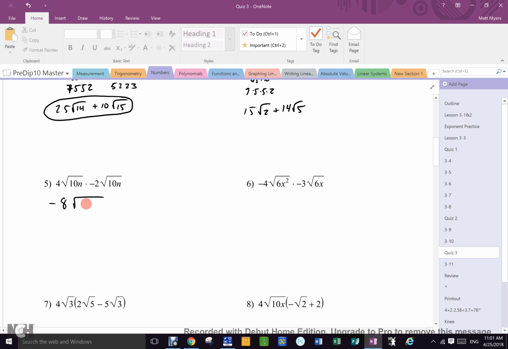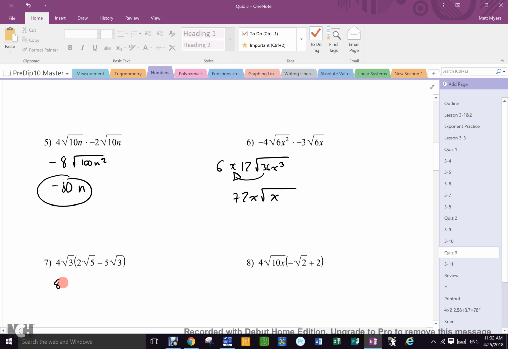Negative 8 root 100 n squared. Out comes a 10. Negative 80, out comes an n, leaving nothing under there. 12 root 36x cubed. Out comes a 6, out comes an x, 72x. And what's left under there? X. 8 root 15 minus 20 root 9, which is 8 root 15 minus 20 times 3, which is 60. And it's done.